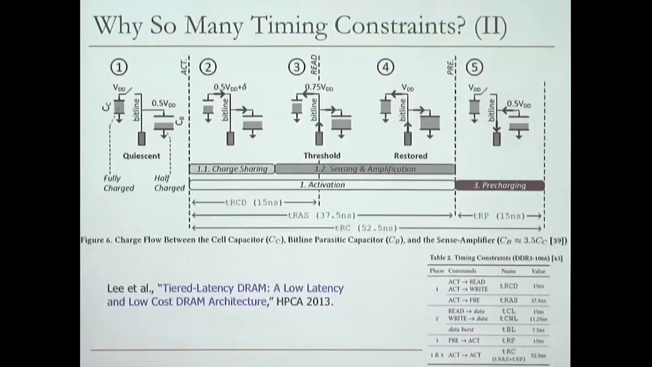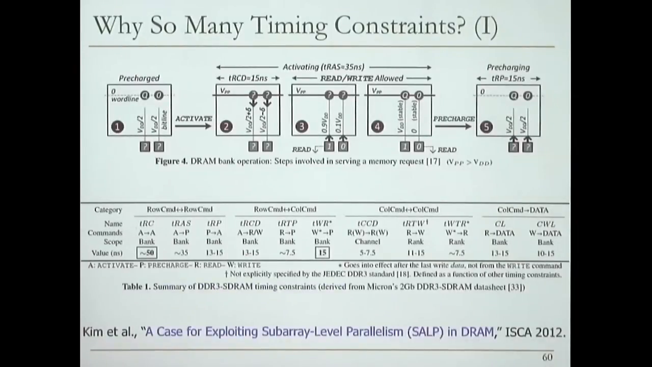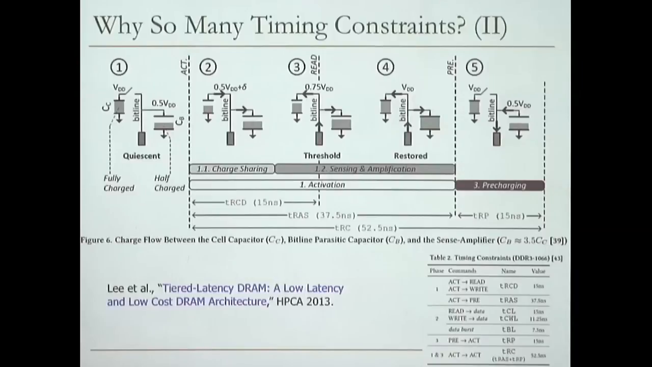OK, so this is from the subarray level parallelism paper. You can take a look at it. And this is another view from the tiered latency DRAM paper, which hopefully we will talk about. This gives you a lower level view of what happens to each cell.